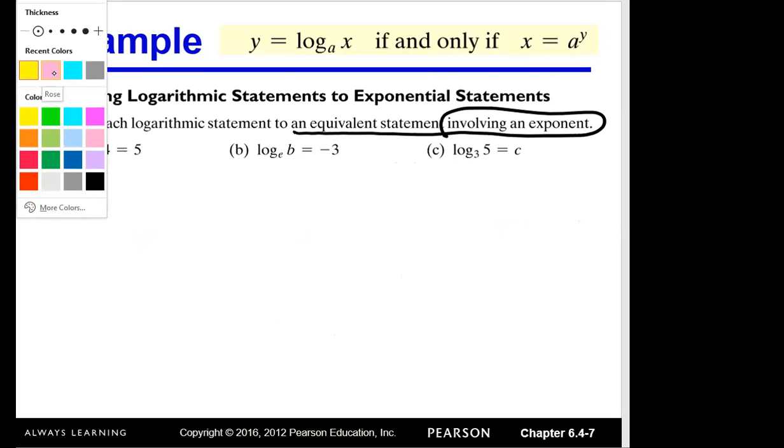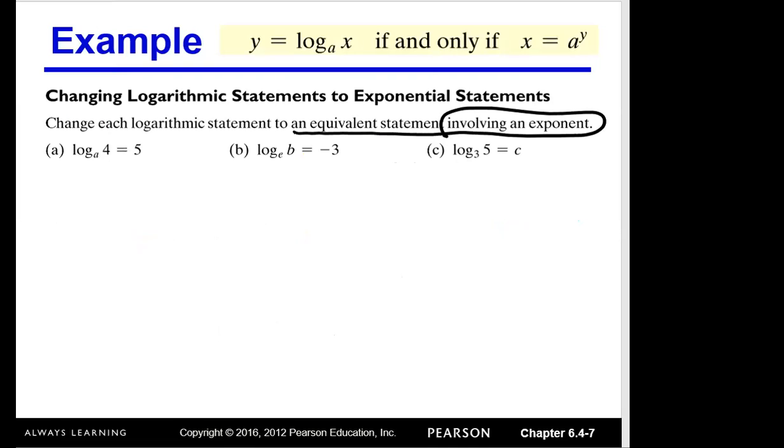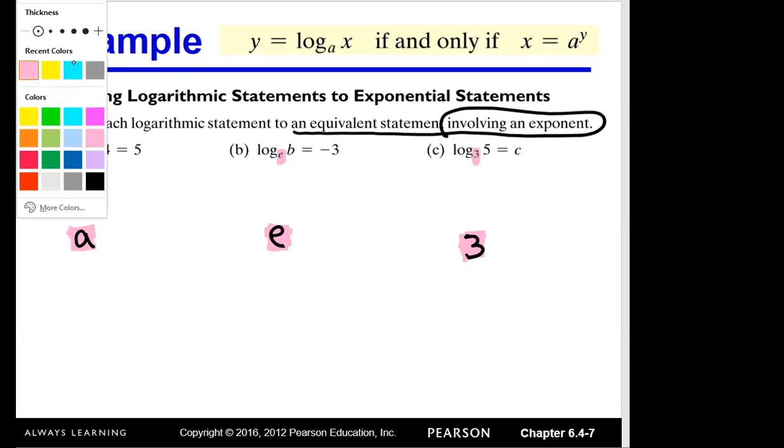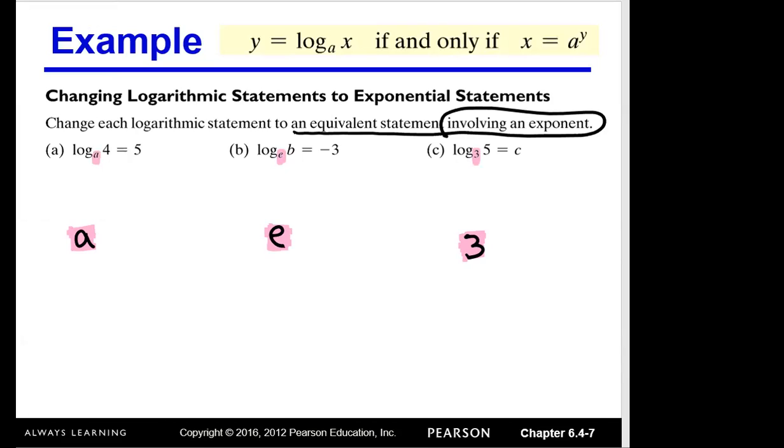And I would still always start with my bases. The base on part a is an a. The base on part b is the e. And on part c is the 3. That's what I would start with. That'd be my base on all of these. If you're going backwards, I would say base a, base e, base 3, and then it's going to be raised to an exponent, right? It's going to be raised to the power of something on all of these.